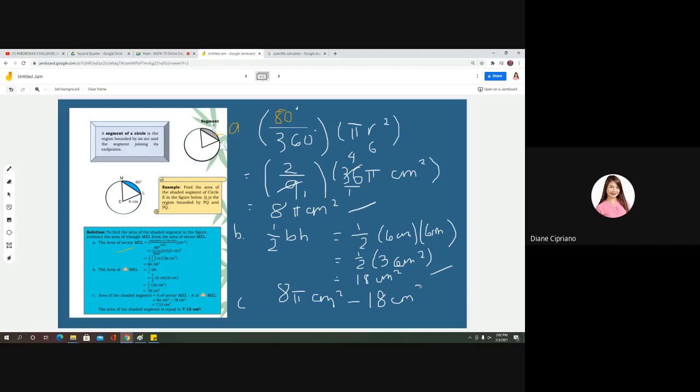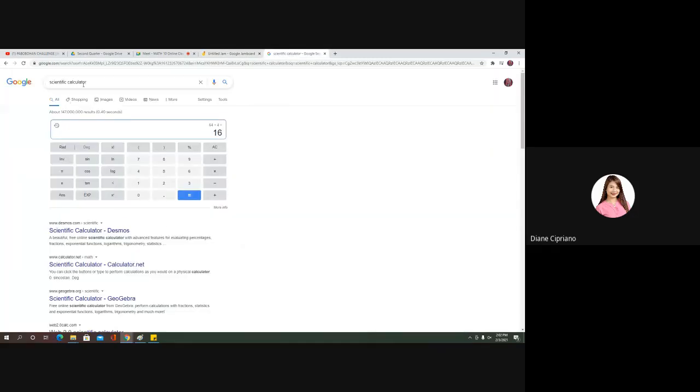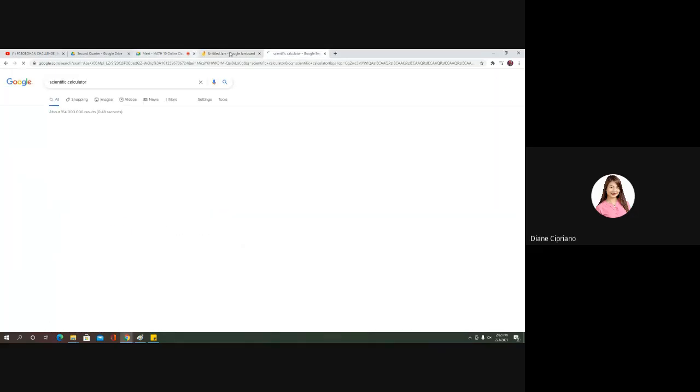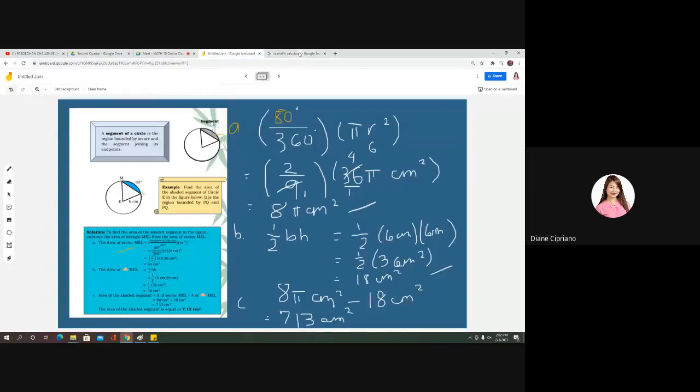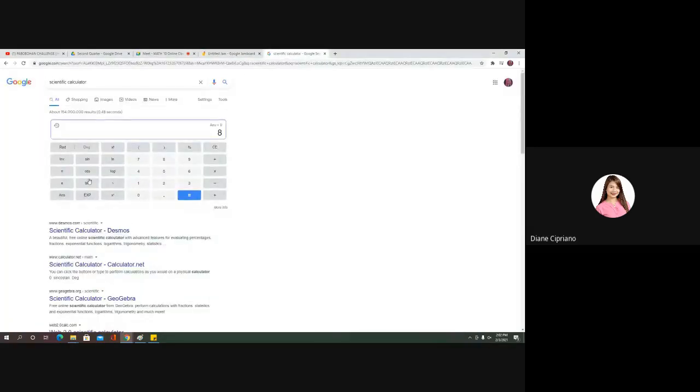Let's try it using the scientific calculator. So, you have here 8 pi minus 18 is equal to 7.13. So, you got the correct answer. So, this is our final answer, getting the value of the segment of the circle.